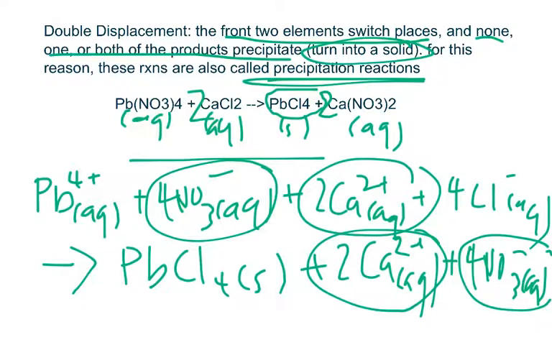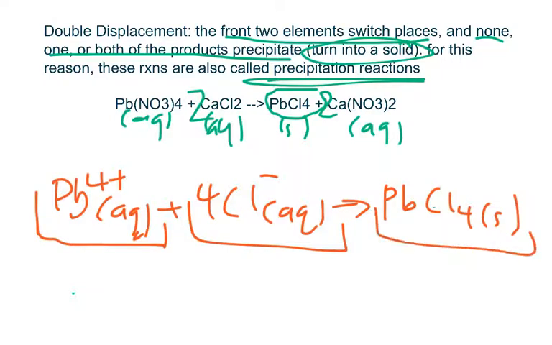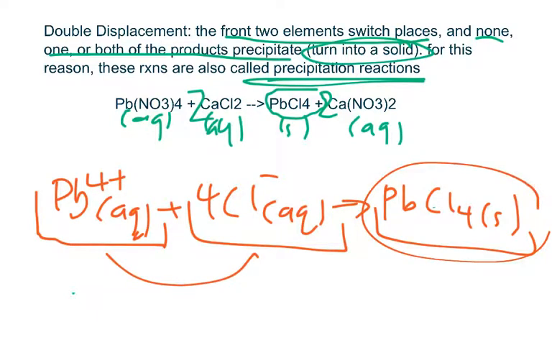So let me rewrite this reaction to get rid of the spectator ions. So I rewrote the reaction without the spectator ions, and as you can see, lead 4 cation plus 4 chloride anions combine to form a lead 4 chloride precipitate or solid. So this is known as a precipitation reaction. And notice how 2 ions combine to form a salt, and that is the essence of a double displacement reaction.